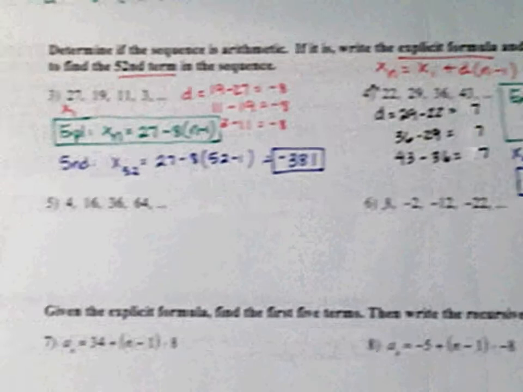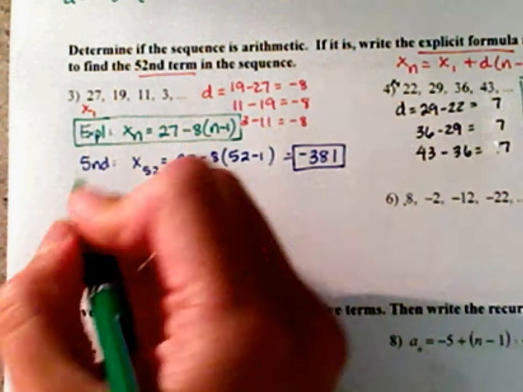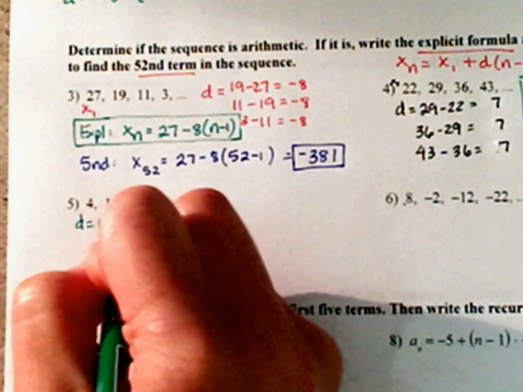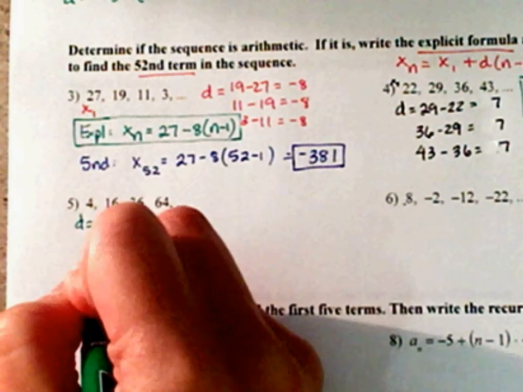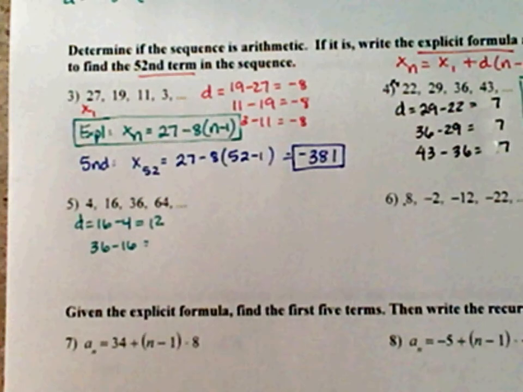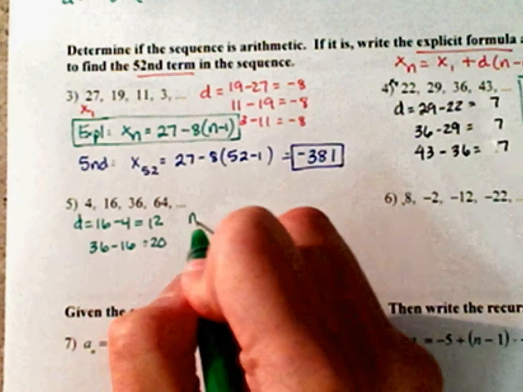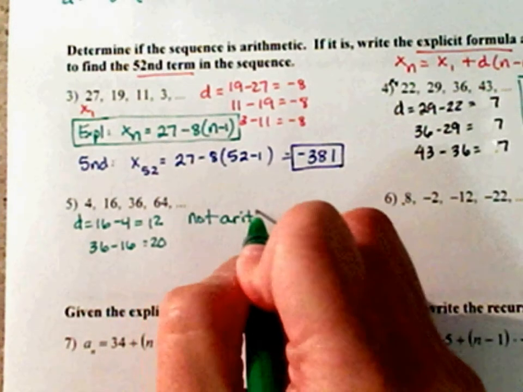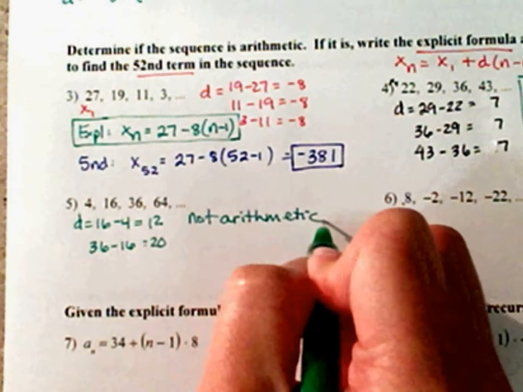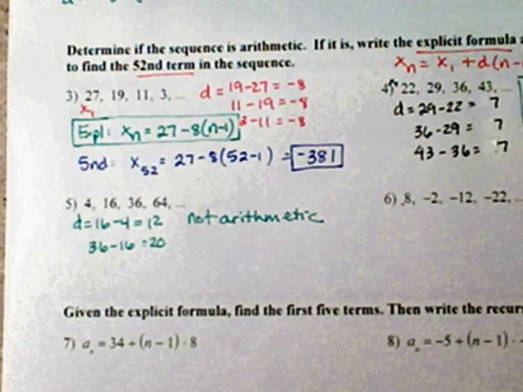Number 5. Okay? Let's see what the difference is. D equals 16 minus 4, which is 12. 36 minus 16 is 20. Oh, you see how that's not the same? So this right here is not arithmetic. So you can't do anything with that one. Let's go to number 6.